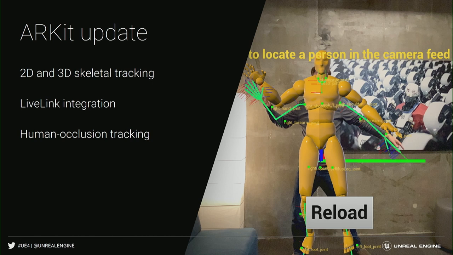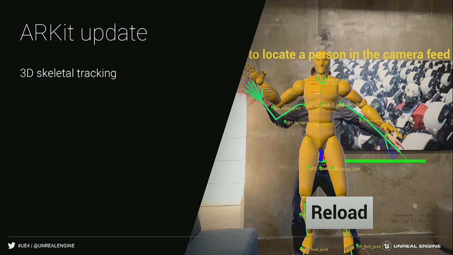Specifically, we've added support for 2D and 3D skeletal tracking, including Live Link integration, and also human occlusion tracking. So 2D and 3D skeletal tracking provides access to the ARKit derived skeletal animation data in real time. If you're familiar with Microsoft's Kinect, it's very similar. In the sample image here, the mannequin was animated via Live Link consuming the data.